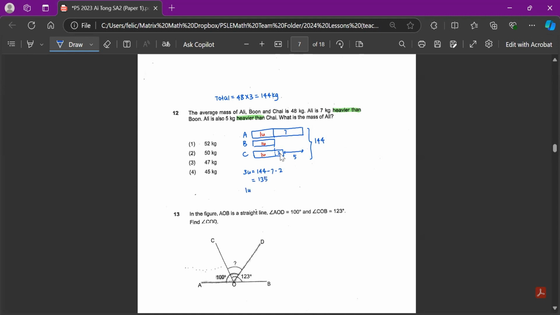So 1 unit, if you do the division, this will be 45 for each 1 unit. So now you want Ali's mass. Ali's mass, you notice, is 1U with a 7. So simply it's 45 plus 7. Find Ali. Okay, so Ali will be 52 kg. So that's option 1.